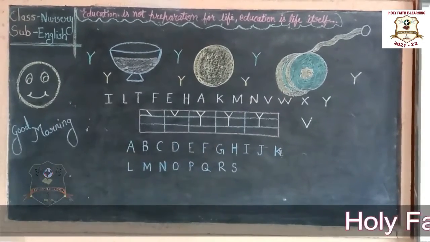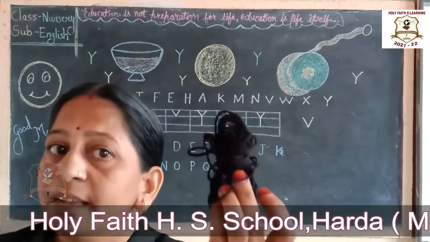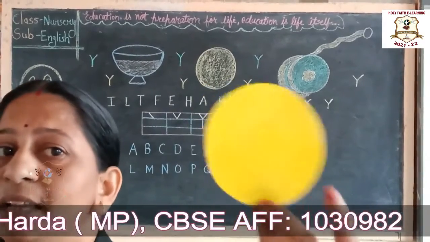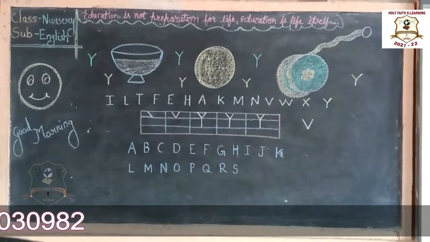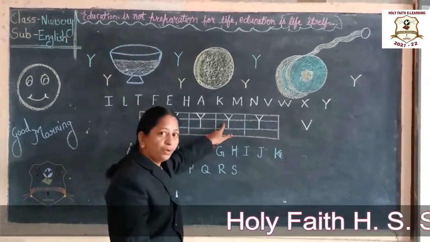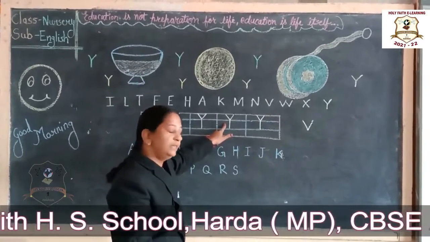Now look here. Y. Yarn. Y. Yarn. Y. Yellow. Y. Yellow. So which letter is this? Y. And sound of Y is Y. Sound of Y is Y.